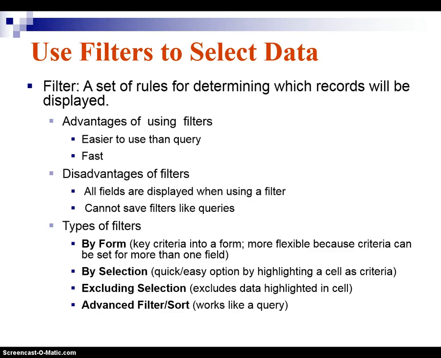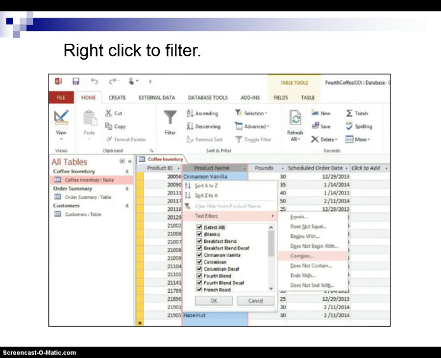When you use filters, some good filters, what they do is they look for certain criteria to find your records for you. Some advantages of it is that you can use it pretty easy. It is fast. Disadvantages would be you cannot save it, and all of the fields show up regardless of if you need them or not. Some of the different types of filters we're going to look at is filter by form, filter by selection, excluding selection, which means it does not include it, or advanced filters. And we'll look at all these in depth later.